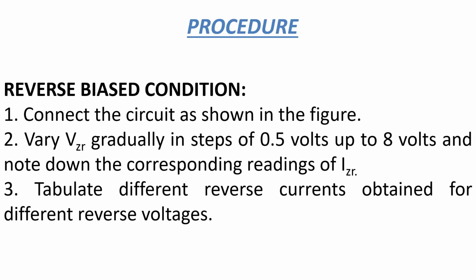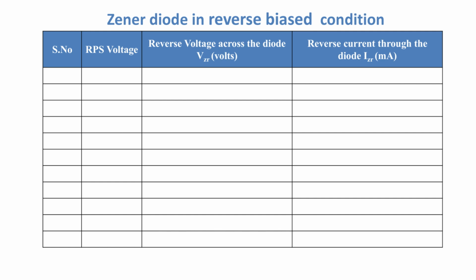Reverse biased condition. Procedure: connect the circuit as shown in the figure. Vary VZR gradually in steps of 0.5 volts up to 8 volts and note down the corresponding readings of IZR. Tabulate the different reverse currents obtained for different reverse voltages. Serial number, RPS voltage, reverse voltage across the diode VZR in volts, and reverse current through the diode IZR in milliamperes.